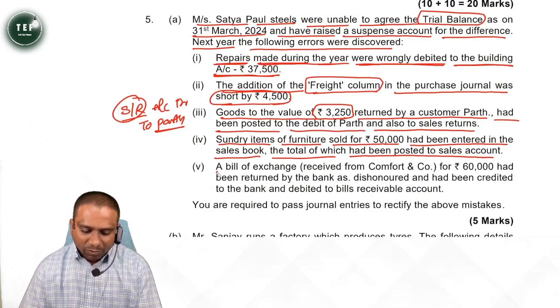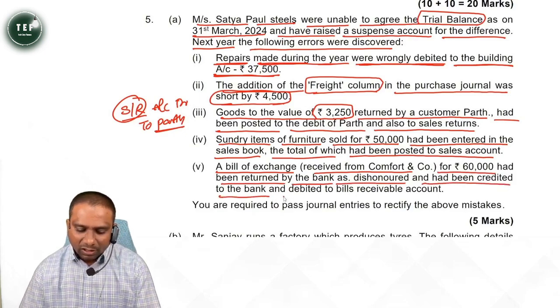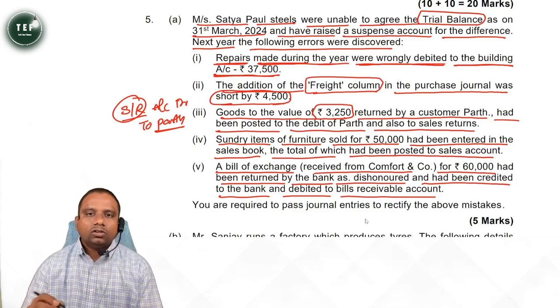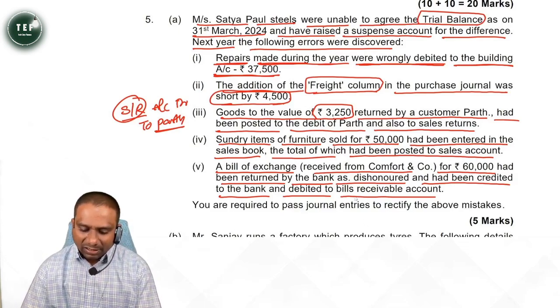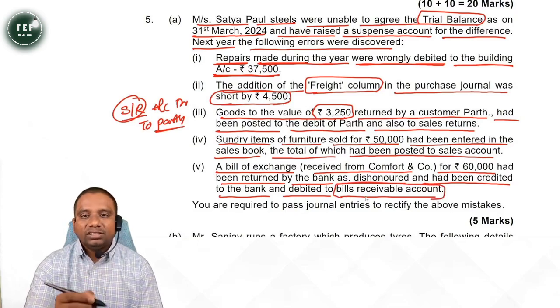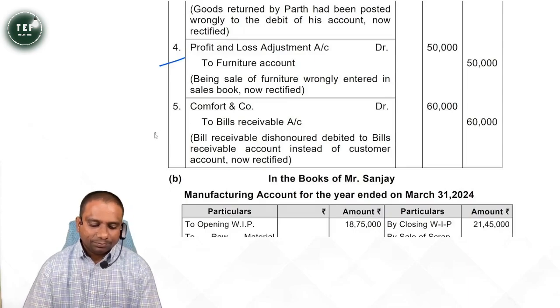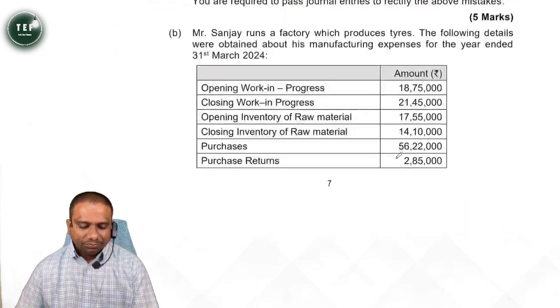Next one. A bill of exchange received from Comfort & Co. for 60,000 had been returned by the bank as dishonored and had been credited to the bank and debited to bills receivable account. Actually, what is the entry for dishonor of bill? Comfort & Co. account debit to bank. But here, they debited bills receivable account. The rectification entry is Comfort & Co. account debit to bills receivable account. This is simple rectification.